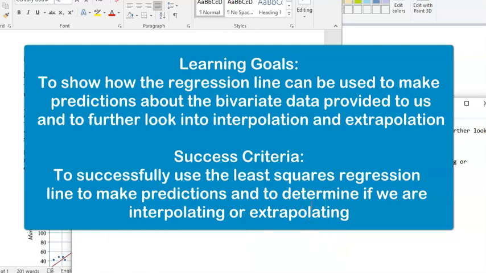The learning goal for this exercise is to show how the regression line can be used to make predictions about the bivariate data that has been provided to us, and to further look into interpolation and extrapolation. The success criteria is to successfully use the least squares regression line to make predictions and to determine if we are interpolating or extrapolating.